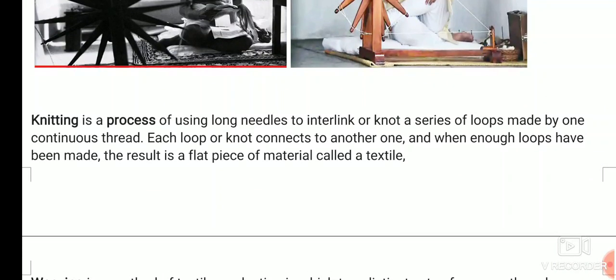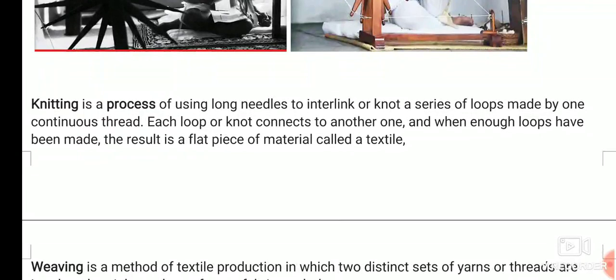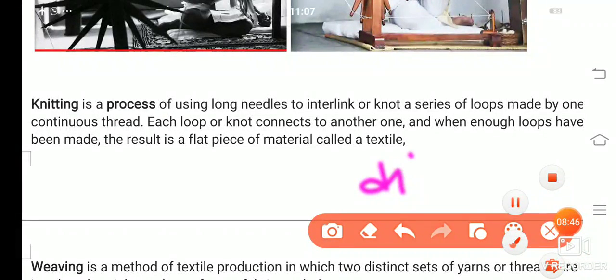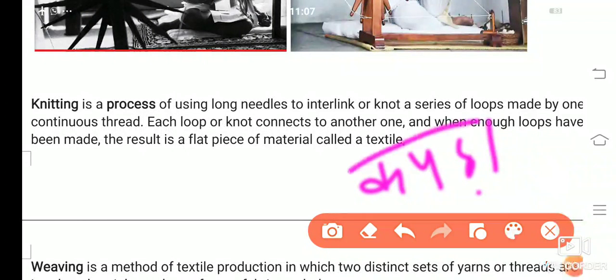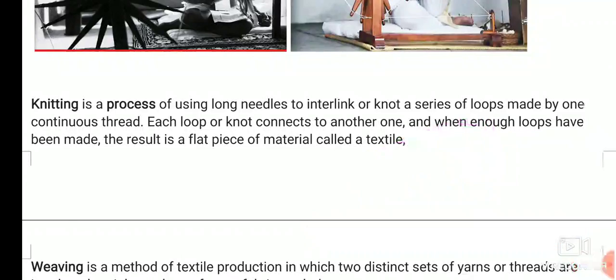What is knitting? Knitting is a process using long needles to interlink or knot a series of loops made by one continuous thread. Series of loops means yarn, है ना? Each loop or knot connects to each other, and when enough loops have been made, the result is a flat piece of material called textile. Textile, here textile means kapda. So, clear? Now knitting, it will be more clear.